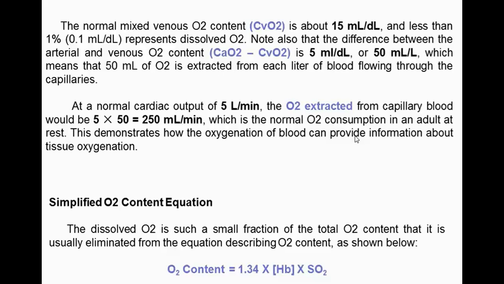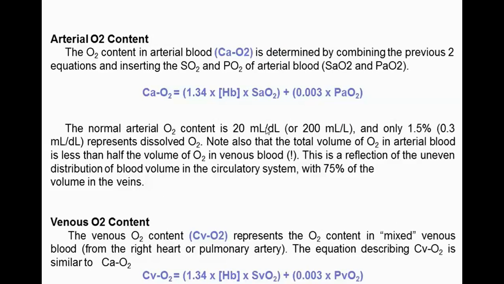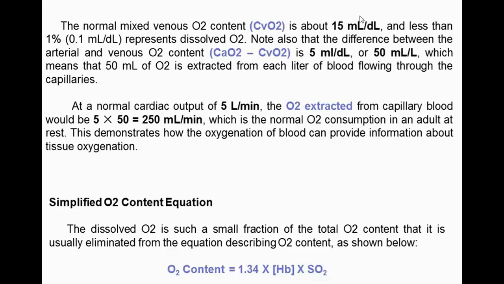We revise some of the last session for our new resident, and continue. So the mixed venous is less. The oxygen content in the mixed venous is about 15 milliliter per deciliter, and we said in the last slide that the oxygen content in the arterial is how much? It's 20 milliliter per deciliter in the arterial, and 15 in the venous.